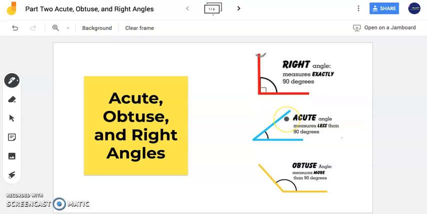You might also have an acute angle. An acute angle may look just like this angle here. This angle measures less than 90 degrees. And you might also see something like this, an obtuse angle. An obtuse angle measures more than 90 degrees. We're going to use these definitions and apply it to today's activities.